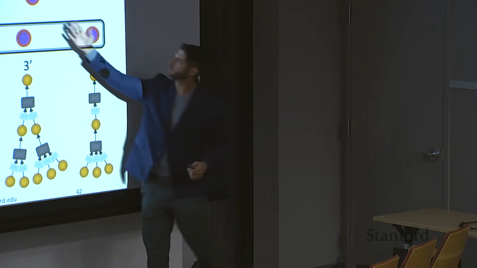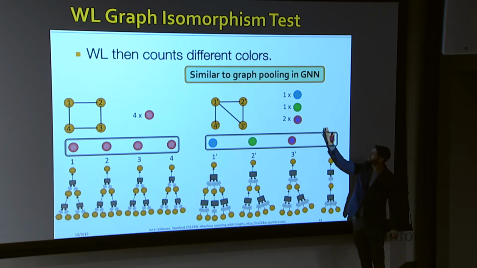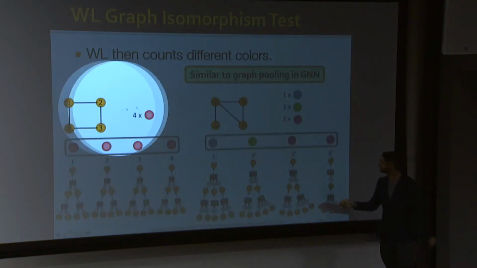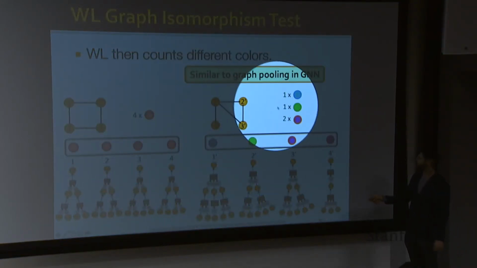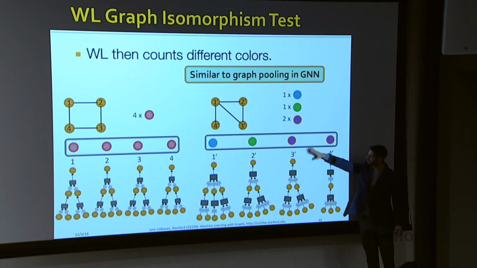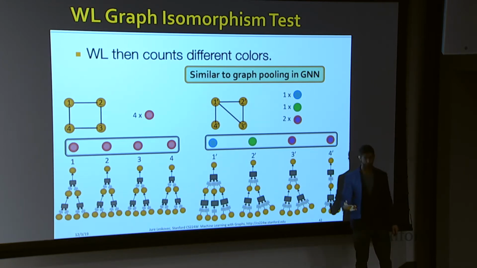Okay, so back to this. Basically what I was saying is that the way in which the WL test works is it performs graph pooling, as we have seen in GNNs in general. What it does is count how many nodes of a certain color we have. So it will say, okay, our graph on the left has 4 reds, our graph on the right has 1 blue, 1 green, and 2 purples. Therefore, these two graphs are different. So as you've seen, GNN is approximating the way in which the WL test works, apart from replacing these boxes with neural networks, with MLPs.